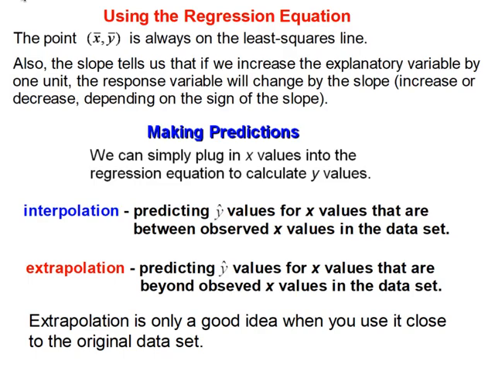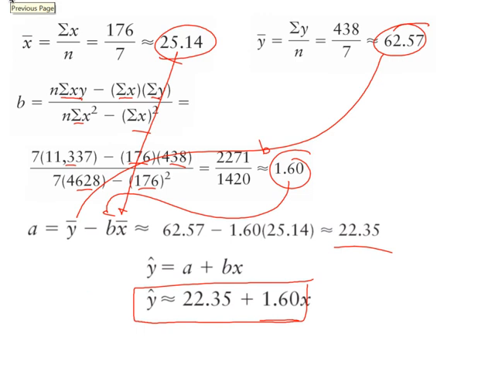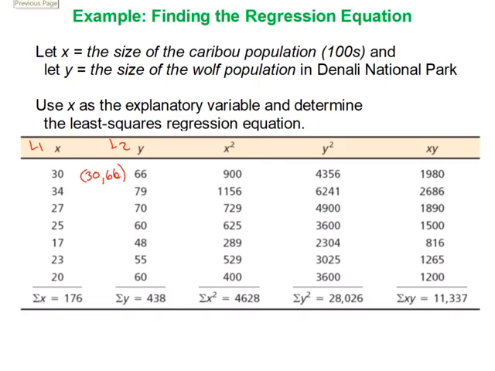Okay, so using that regression line. Here's what we can do once we finally got that regression line. Remember, x bar, y bar is always going to be a point that's on that best fit line. Also, the slope tells us what happens when there's an increase in the explanatory variable by 1 unit. And here's what this basically means. Going back to this, there is an increase of 1.6 wolves per 100 caribou.